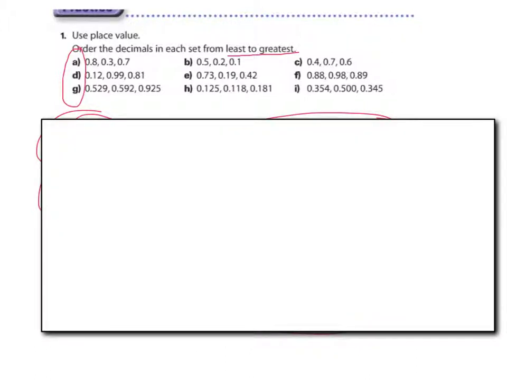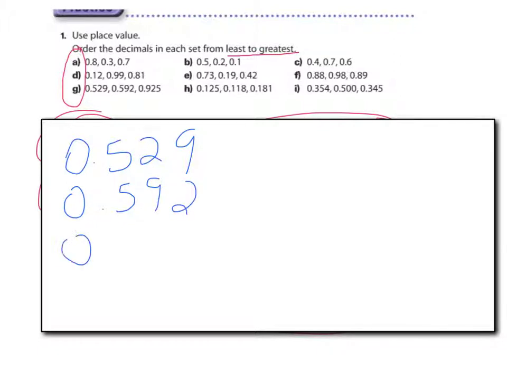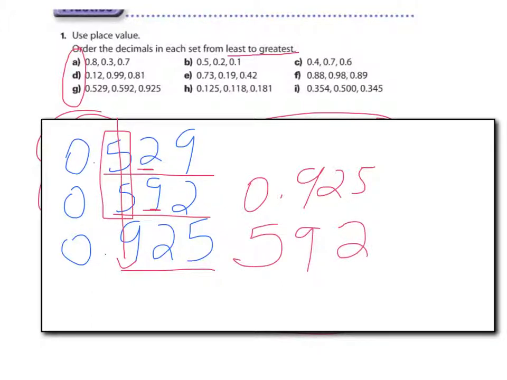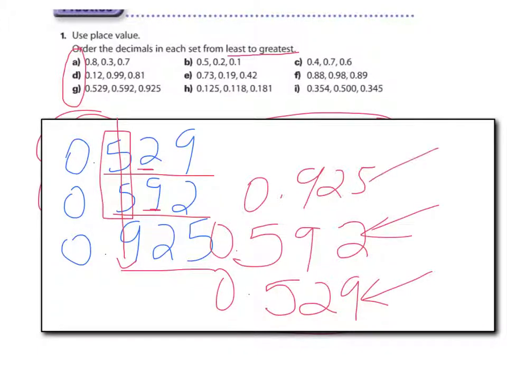Let's take a look at our last one. Again, not too bad. 0.529, 0.592, 0.925. Well, if I look at my place value positions, 9 is the largest, so that's our biggest number. These two are close because they both have 5, so I need to look at my next place value position, 9, or I can look at the whole number, 529 compared to 592. 592 is bigger, and 0.529 is the smallest. So least to greatest, we've got this is our smallest number, this is our second number, and this is our third number.